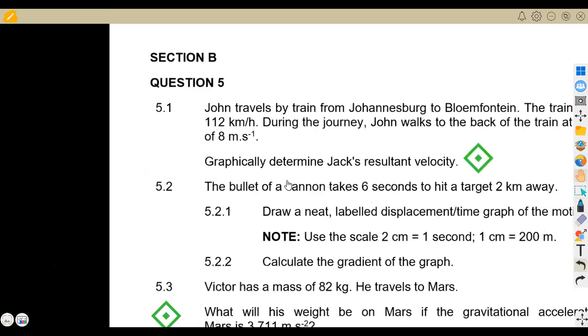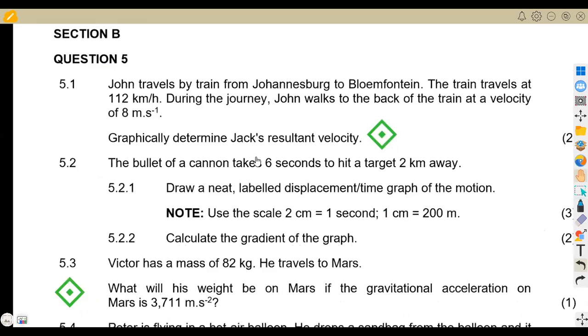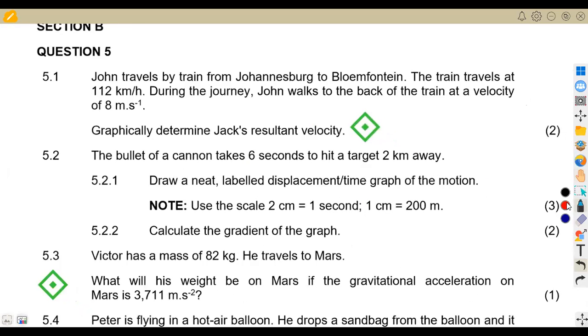On 5.2.2, calculate the gradient of the graph. So the gradient, which is the steepness of the slope, in this case represents the velocity. That is the gradient, because remember, you are dealing with a displacement time graph. So the gradient represents the velocity. If it was a velocity time graph, the gradient represents acceleration. So you must know this one, okay?